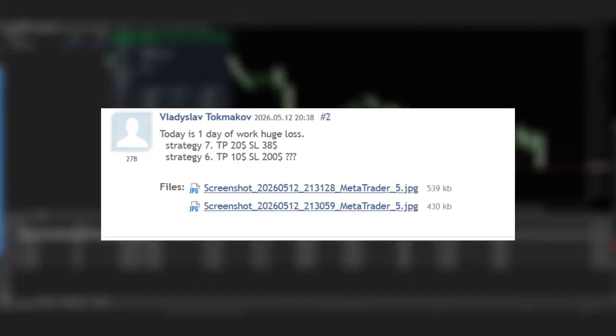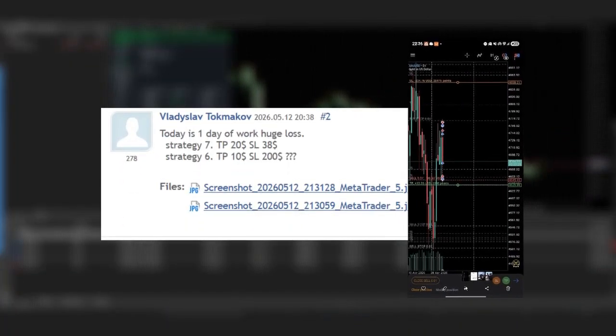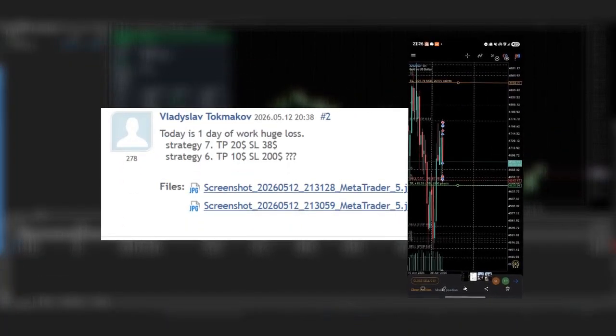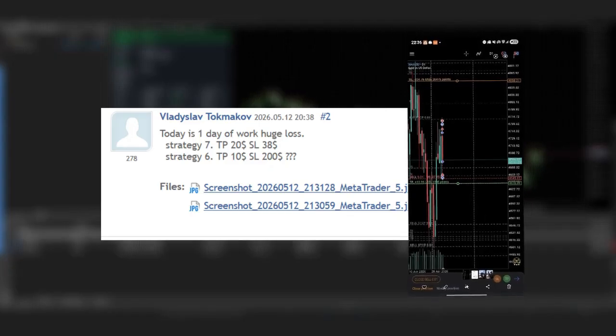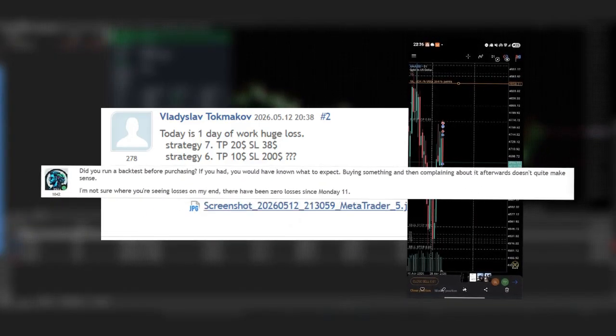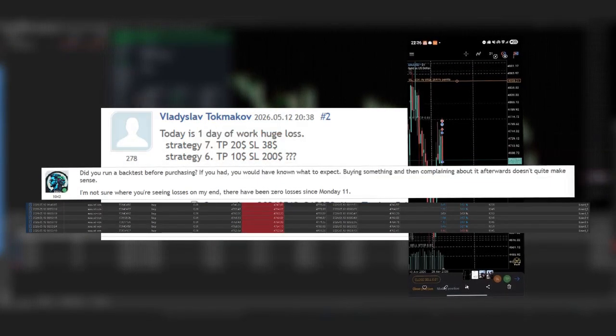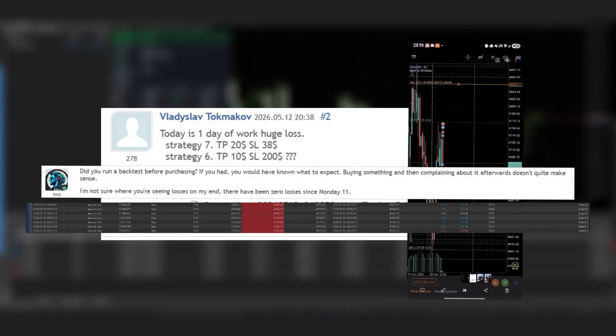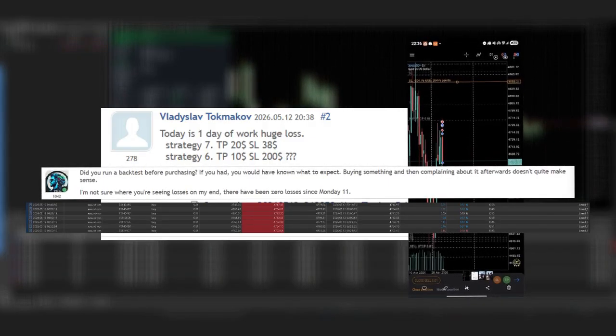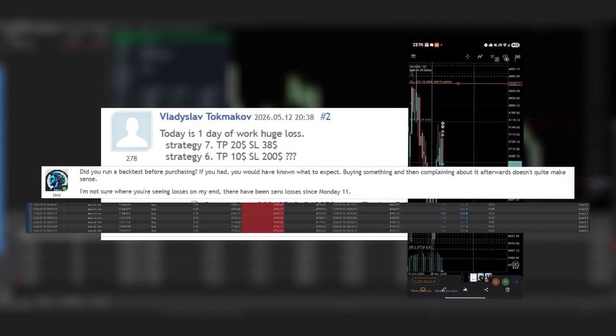One user commented, "Today is 1 day of work, huge loss. Big risk, 120. I closed this order manually." The developer responded by saying the user should have backtested first and that there were no losses on the developer's end. But that highlights the broker variance problem. What works on the developer's broker might not work on yours.